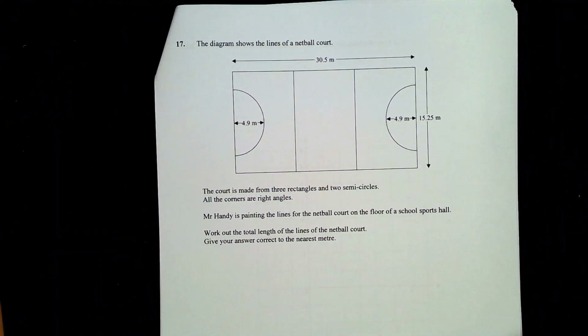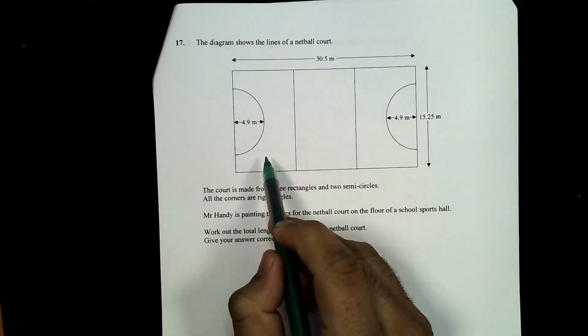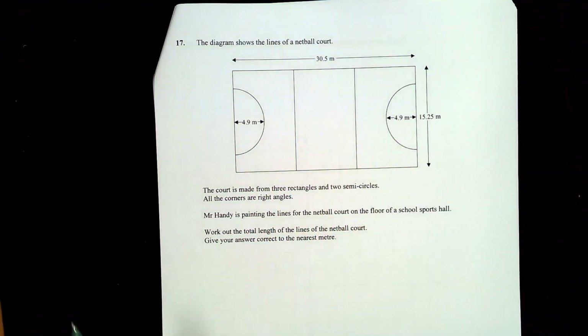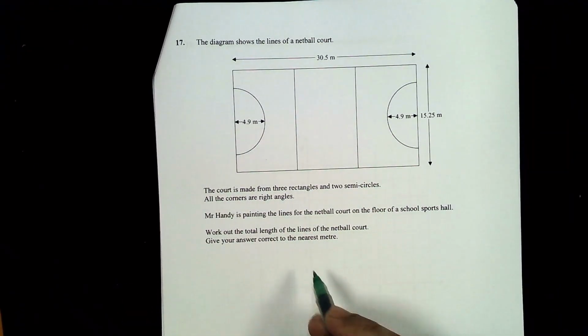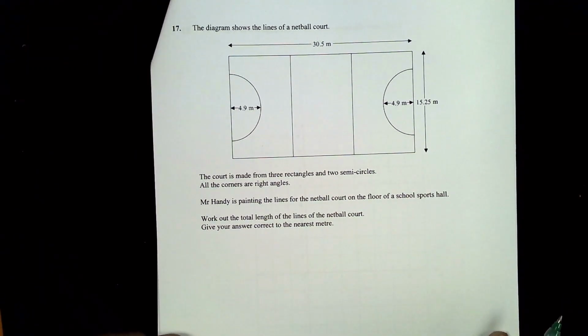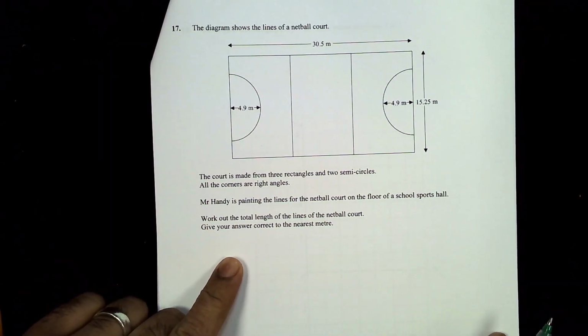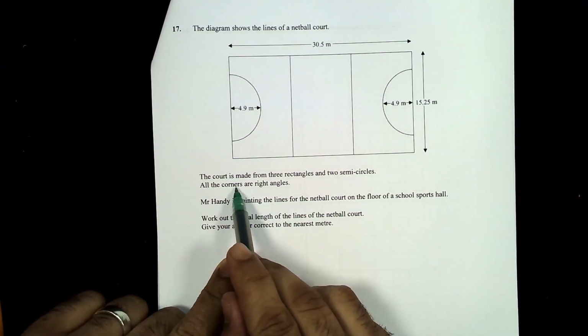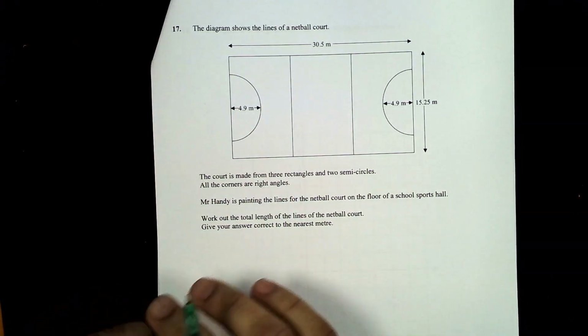Question 17. The diagram shows the lines of a netball court. The court is made from 3 rectangles and 2 semicircles. All the corners are right angles. Mr. Handy, that's a good name for a carpenter, handyman, is painting the lines for the netball court on the floor. Work out the total length of the lines of the netball court on the floor of the school sports hall. 3 rectangles and 2 semicircles.